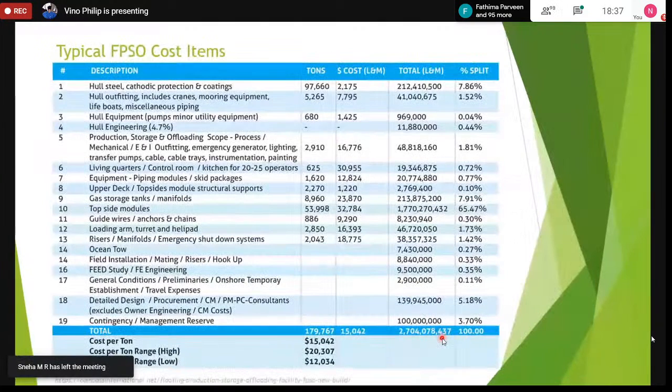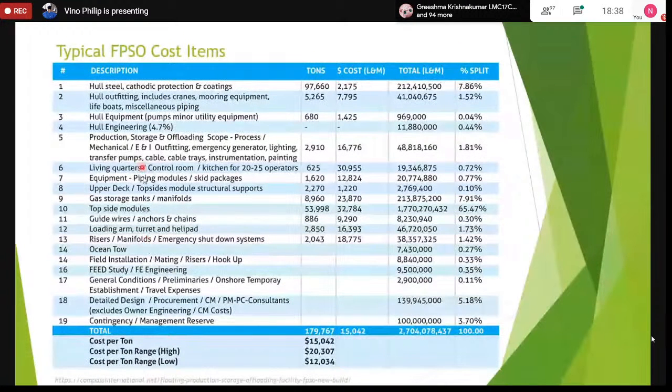Moving to the next slide. Now, this is a 2015 cost basis, so that's about 5 years ago. On the left column, just the serial number. This is taken from a website, Compass International. They are a study group that does studies on costing. The description shows you the typical, major cost items that are defined by the tons. This is the tonnage of the vessel itself, including the mooring, so the mooring tons are also in this.